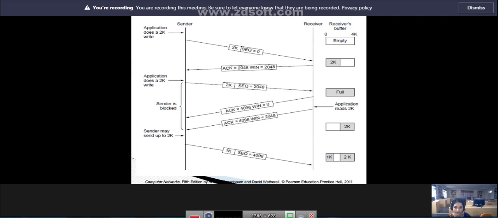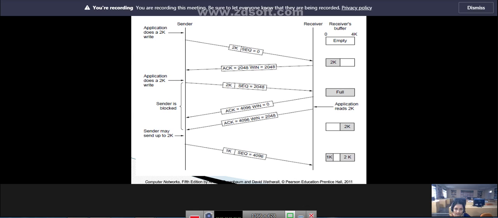Here the application does a 2K write, from sender to receiver. I am sending 2K with sequence 0 to the receiver side. At first the receiver buffer, 0 to 4K, is empty. When I send the 2K with sequence number 0, the receiver buffer will be filled with 2K. It is a 4K size, 2K is filled and 2K is empty. After receiving the message from the sender, the receiver sends the acknowledgement 2048 and win with 2048.